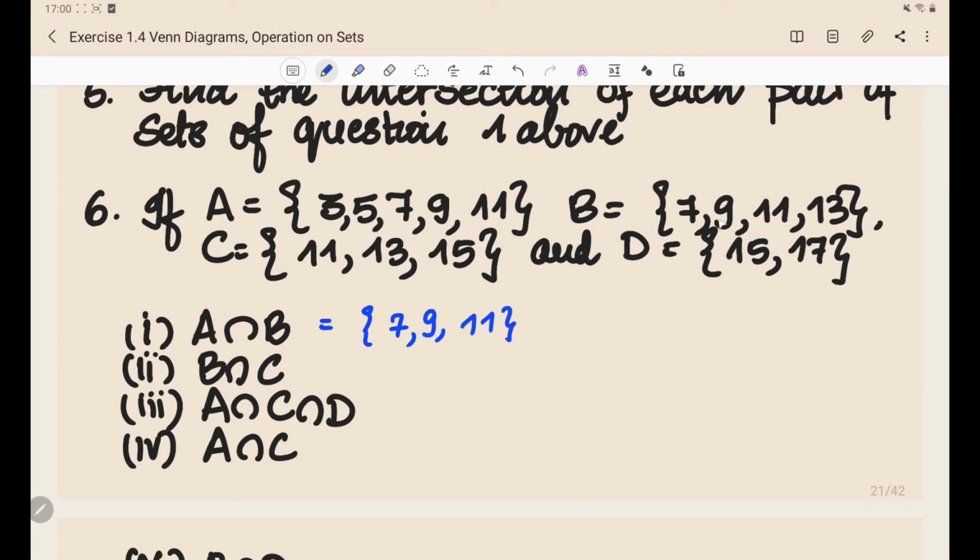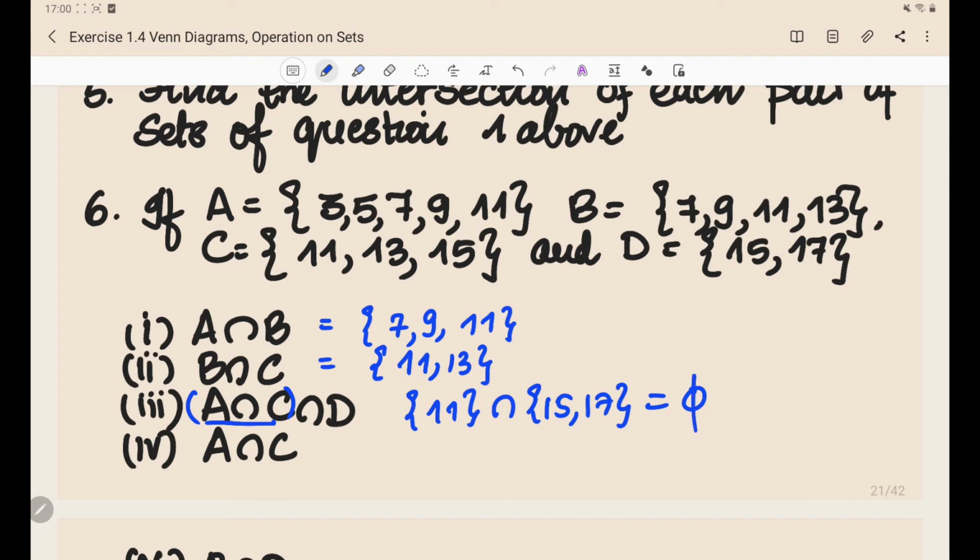Again, for B intersection C, the elements common to both sets B and C. What are they? 11 and 13, right? So 11 and 13 is the answer for this one. Again, A intersection C intersection D. First let's find A intersection C. Can you find any common elements? Yes, so A intersection C is 11. Only 11 is common in both. And if you take the intersection with 15 and 17, there are no common elements, and this is the empty set ∅. Again, A intersection C we have already done, and that is 11.